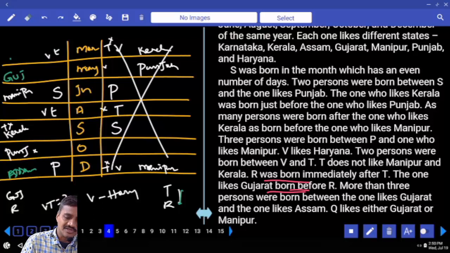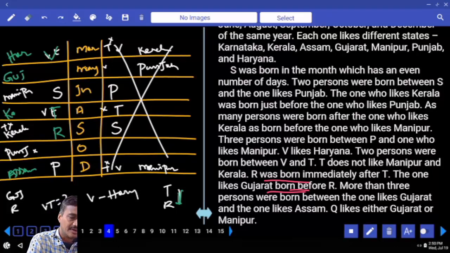R is somewhere here. R is immediately after this T. And where to this R must be here, isn't it? If R is here, then T will be here. T is here, then V will be here. And V is from which place? V is from Haryana. And if V is Haryana, Gujarat, Manipur, Kerala, Punjab, Assam, now we have left with only one more state. What is that one?